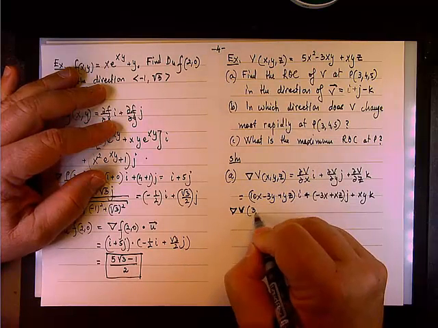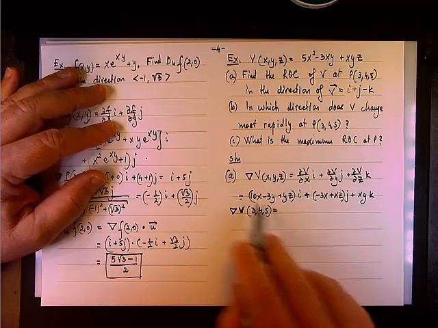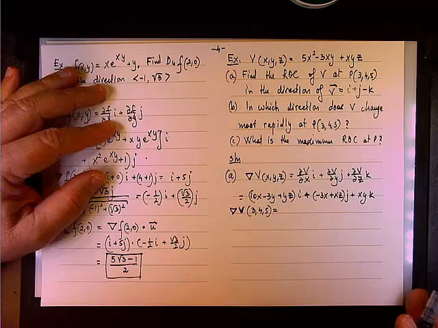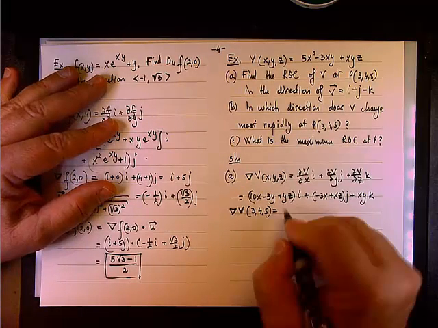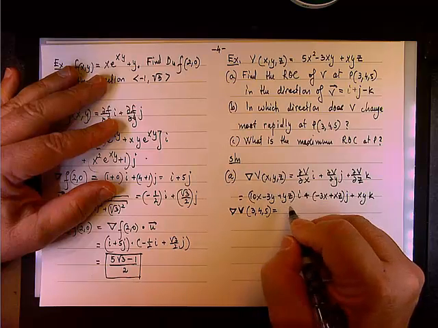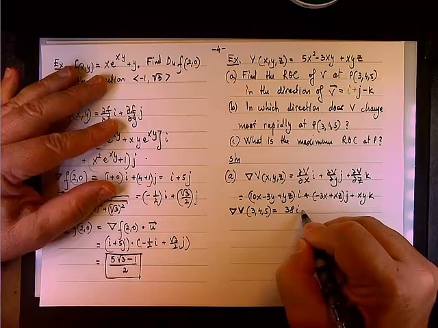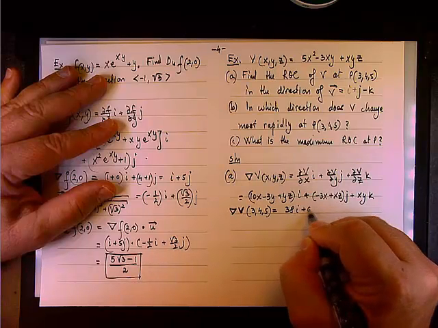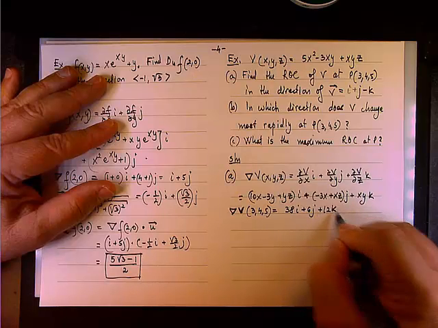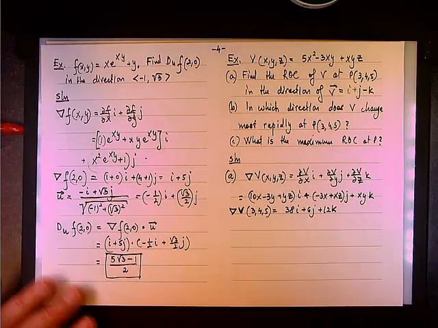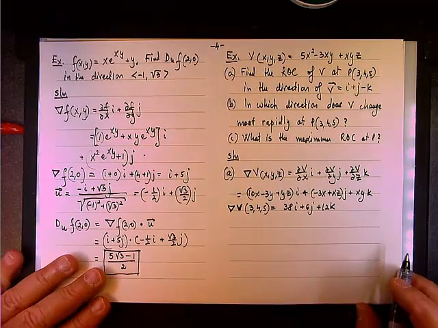All right, so now we need to find the gradient at the particular point 3, 4, 5. So when we plug in 3 for x, 4 for y, and 5 for z, then you have the following. You have 38i plus 6j plus 12k, like so.